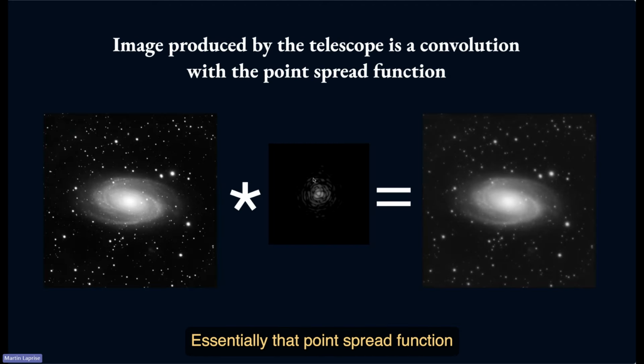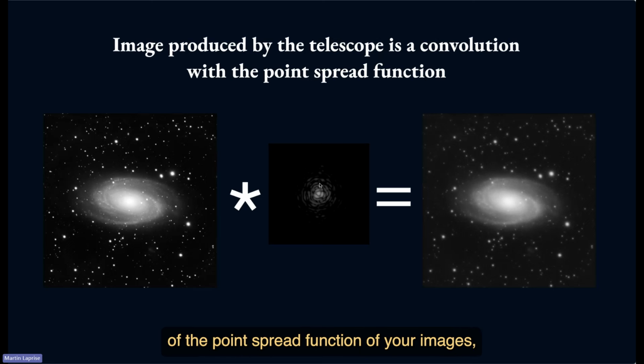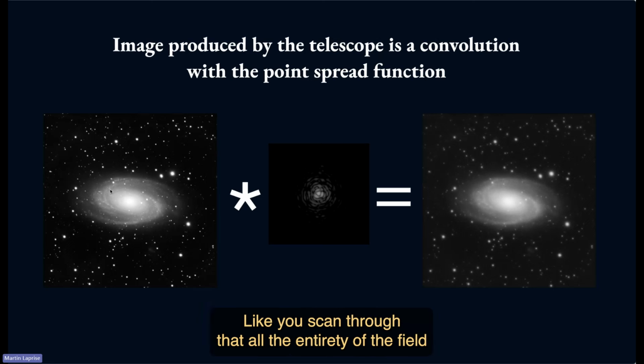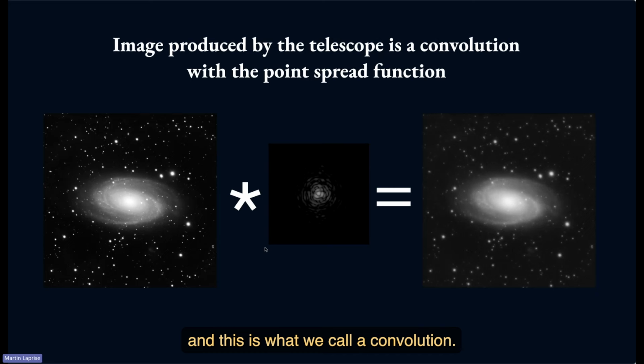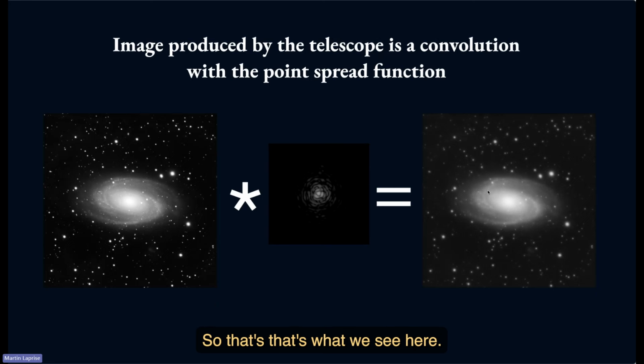Essentially, the point spread function is pretty much the response of the imaging system to an infinitely small light source. And in reality, if you want to see the effect of the point spread function on your images, you take that point spread function and you apply it on every one of those small pictures here. You scan through the entirety of the field, and this is what we call a convolution. So really, the end image is a convolution of the point spread function with the input image. So that's what we see here.